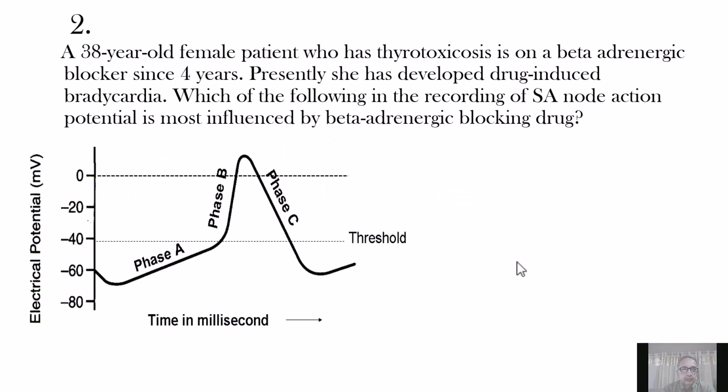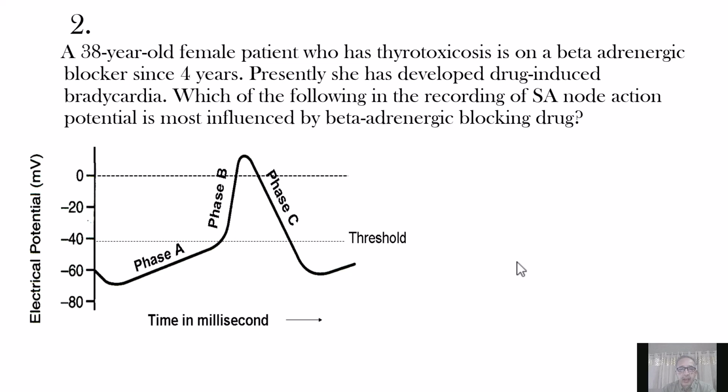Case 2. A 38-year-old female patient who has thyrotoxicosis has been on a beta-adrenergic blocker for 4 years. Presently, she has developed drug-induced bradycardia. Which of the following in the recording of an SA node action potential is most influenced by beta-adrenergic blocking agent?